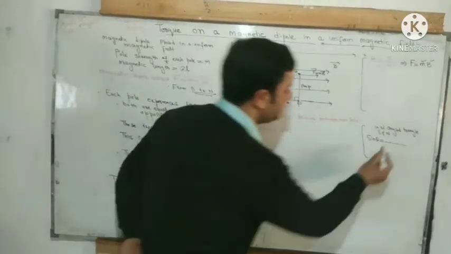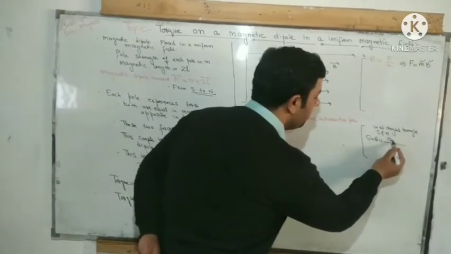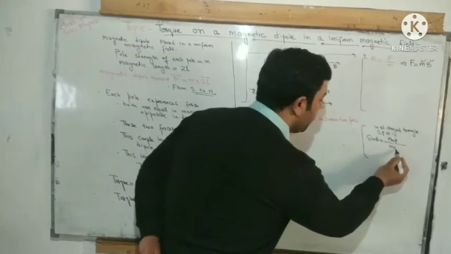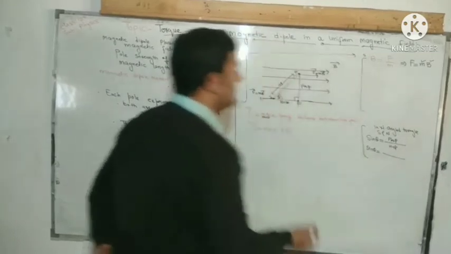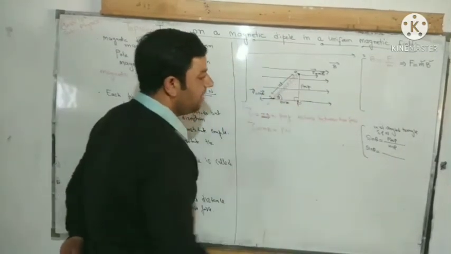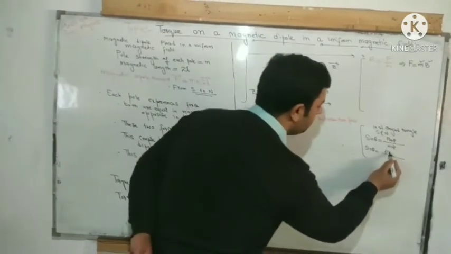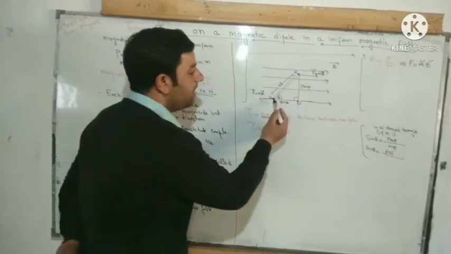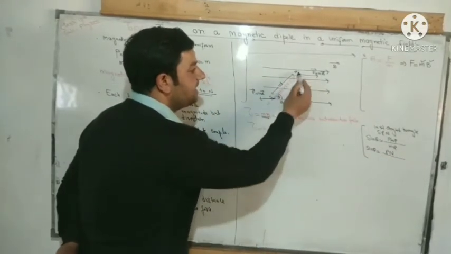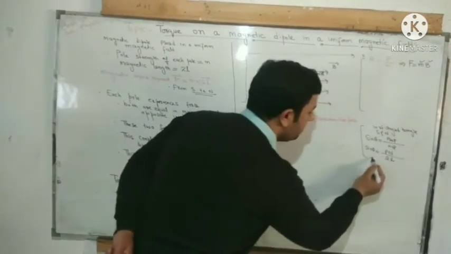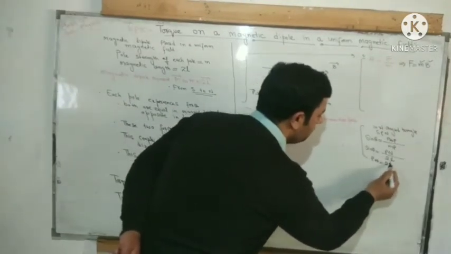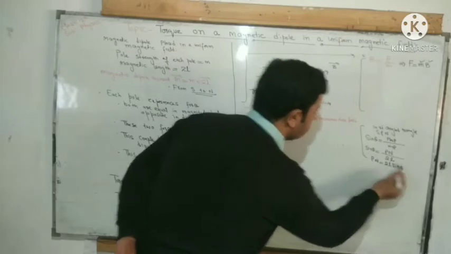So sin theta is equal to perpendicular by hypotenuse. What is perpendicular? It is NE or PN, perpendicular divided by hypotenuse. The hypotenuse is this S, and that is the magnetic length, that is 2L. So here PN is equal to 2L sin theta.